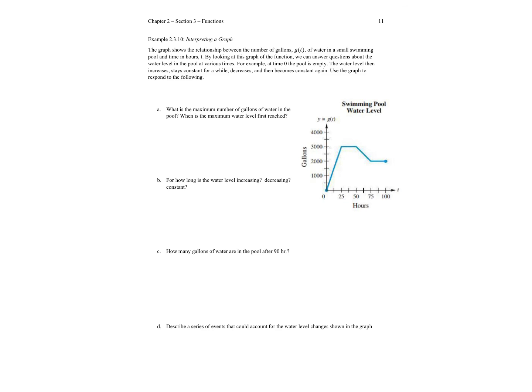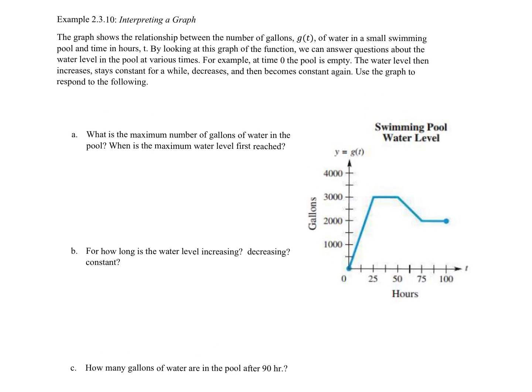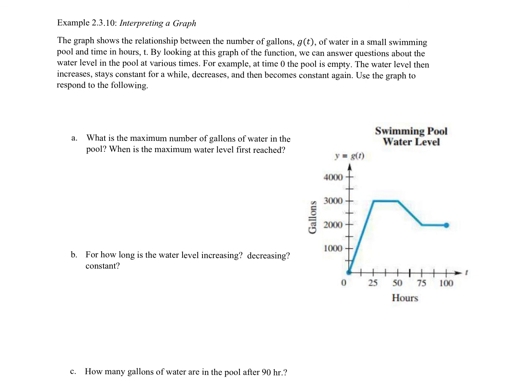So now we're going to use that information and interpret the situation given. So it says the graph shows the relationship between the number of gallons, G of T, of water in a small swimming pool after T hours. By looking at the graph of the function, we can answer some questions about the water level of the pool at various times. For example, at time equals 0, so here's time equals 0, the pool is empty, it has no water in it. The water level then increases for a while, increases, stays constant, decreases, then becomes constant again. Use the graph to respond to the following.